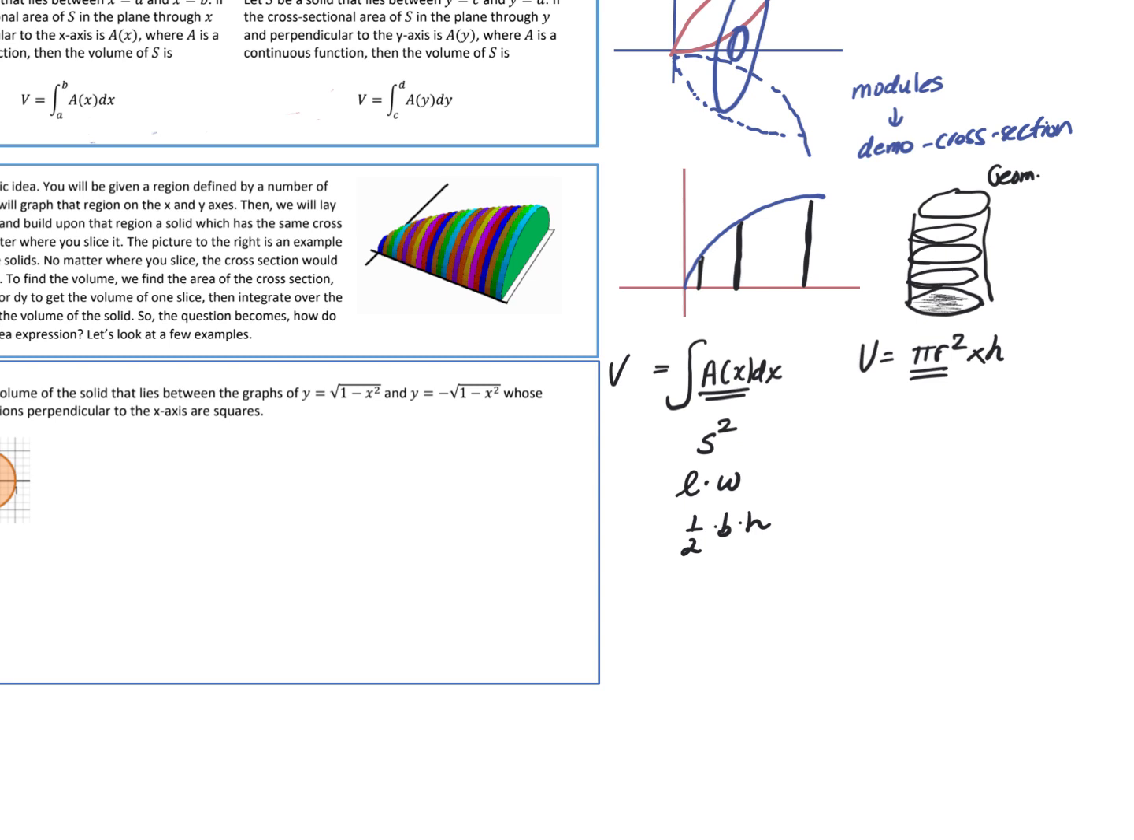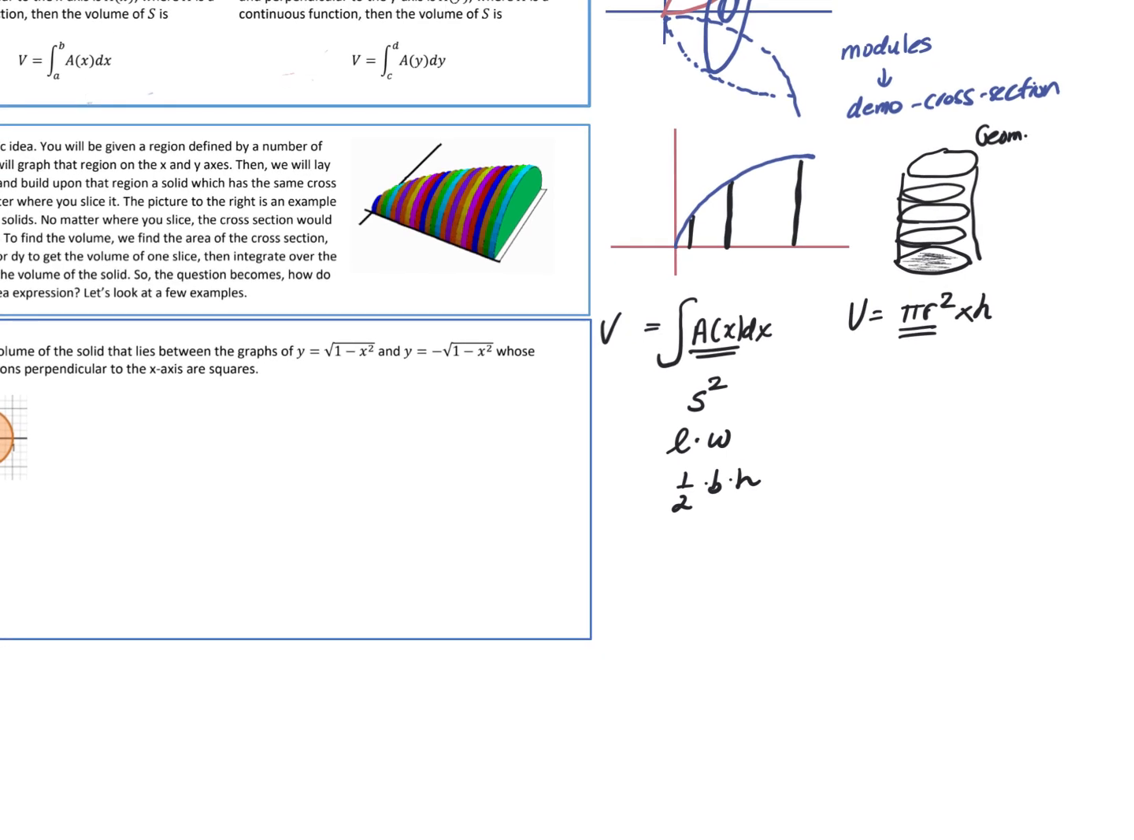So pi is not really involved in cross sections unless you're doing a semicircle, because the formula for a semicircle would be pi r squared over 2, so now we have the pi involved. Otherwise there's no pi, because we're not creating discs or circular things that we're trying to find an area of. It's really just dictated by the geometric formula.